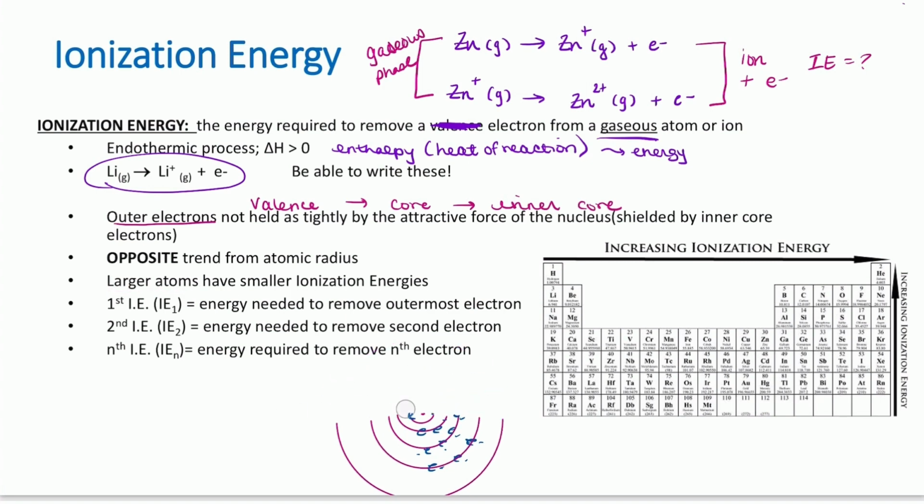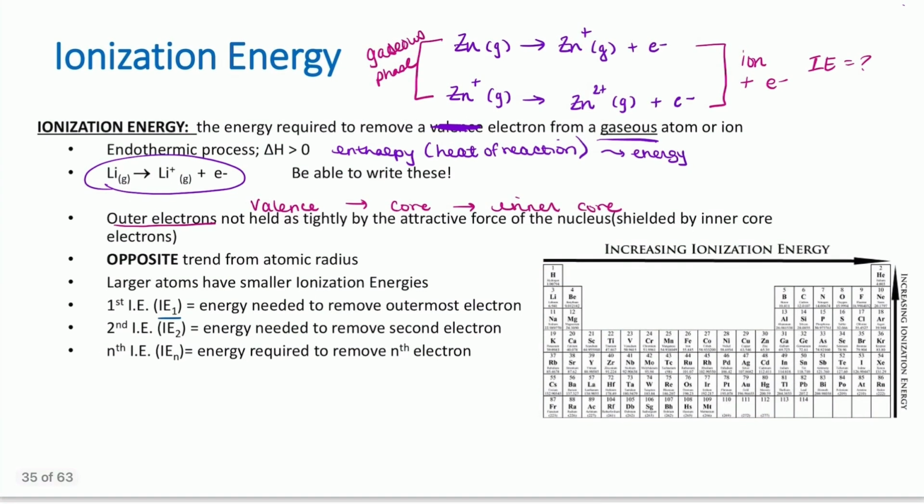The other thing you need to know is just the convention of writing them. If I write IE1, that's the energy to remove the outermost electron, or the first electron. IE2, the second electron. IEn is the nth electron. So if it's IE9, that would be the 9th electron.